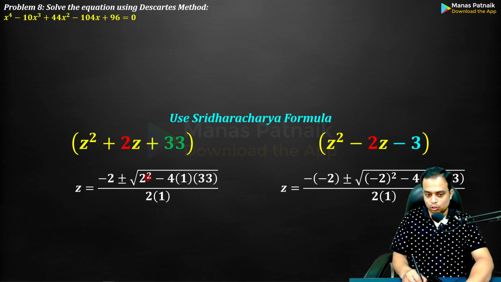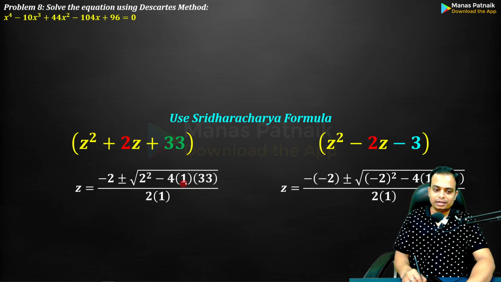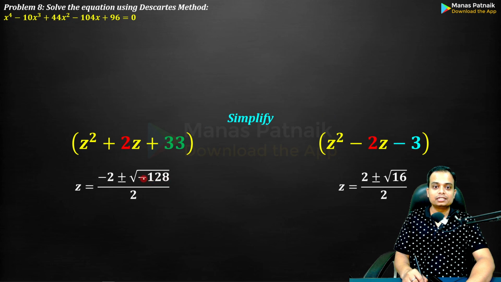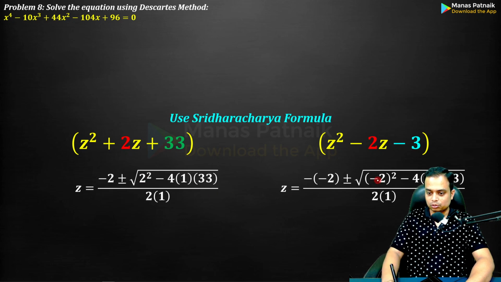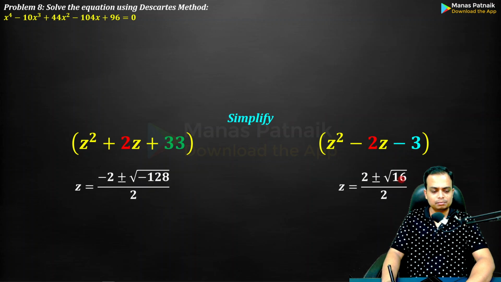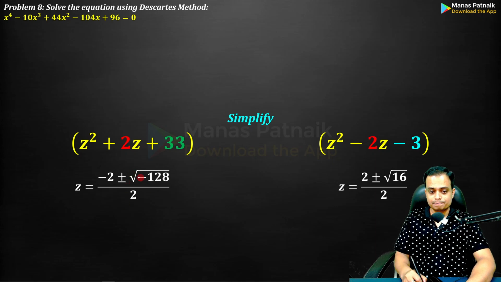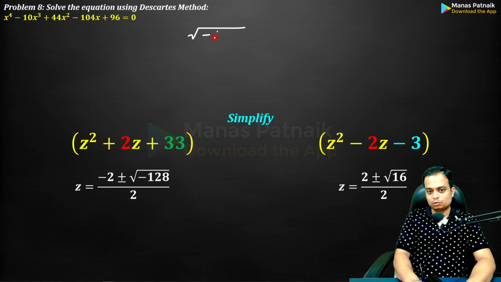So punch in all of those values into this formula. That's what you get. 2 square is 4, 4 minus 4 into 33. Whatever it is, try to solve it. Inside the root, you will have a term of minus 128. Secondly, if you try to solve this, 4 plus 12 is 16. This is going to be 16. Very simple. This is going to be a complex pair, let me tell you honestly, because inside the root, we've got a negative sign. So minus 128.